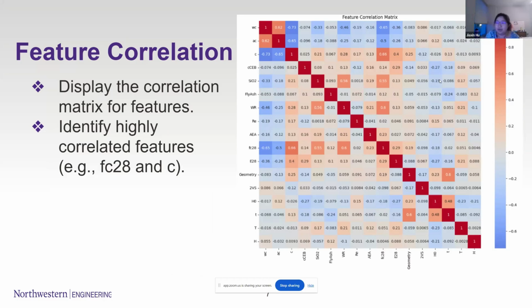And then we plot the feature correlation. It displays the correlation coefficient between all features. We see a strong correlation between FC28, which is the 28-day compression strength, and the cement content. We also see a negative correlation between the water to cement ratio and the 28-day compression strength, suggesting that a higher water content reduces the strength.